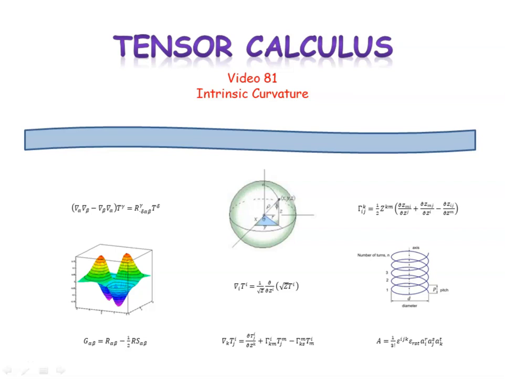This is video 81 in our series on tensor calculus. In this and several videos to follow, we're going to re-examine surface curvature from a totally different perspective. What we will ultimately discover is that rather than using the curvature tensor, we can derive Gaussian curvature directly from the intrinsic properties of the surface itself.